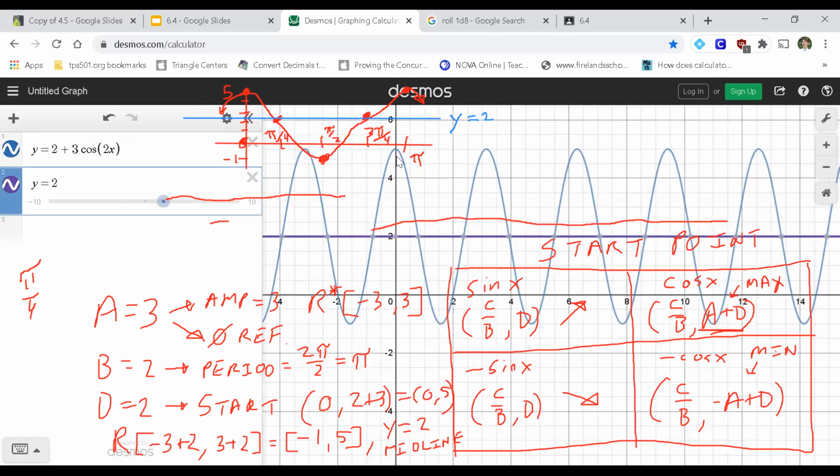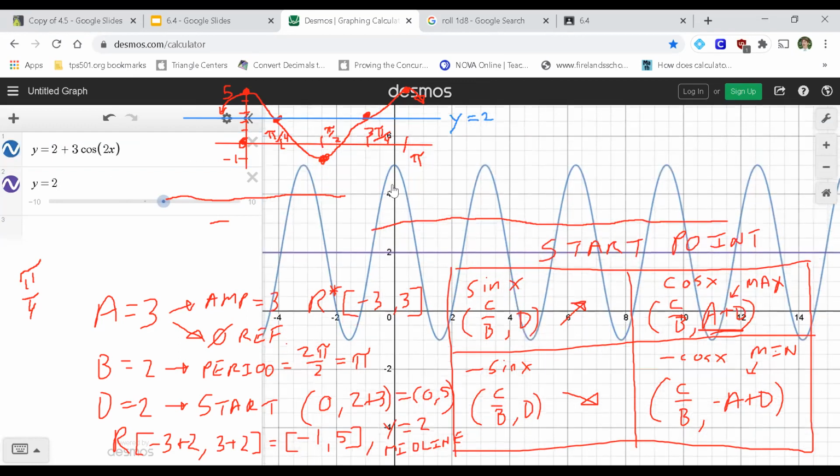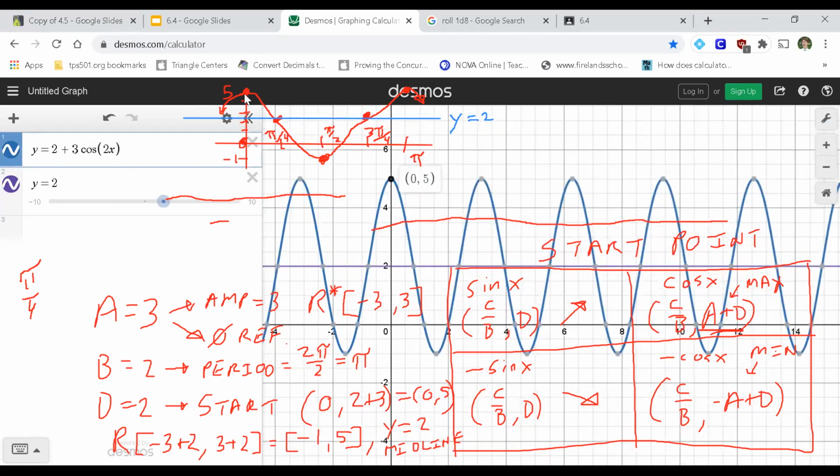So if we look at this, the starting point was 5, like we had in our graph. And then at pi over 4, we're at 2, like we had in ours. At pi over 2, we're down to -1. At 3 pi over 4, we're at 2. And then at pi, we're at 5. So we matched all of the points in our calculator with the points that we drew by hand. Woo!